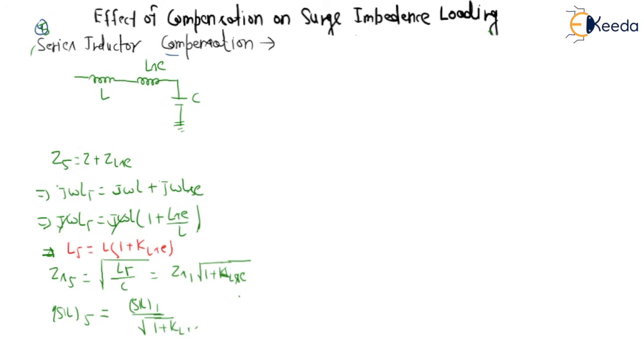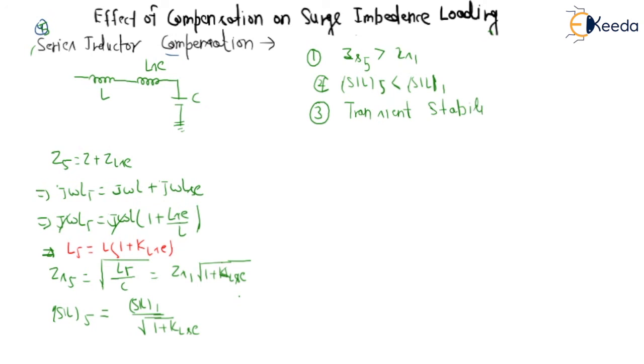So this is SIL5. From here we can clearly see that ZS5 will be greater than ZS1, and the second point is SIL5 will be less than SIL1, and the third point is transient stability deteriorates. So these are the three points.